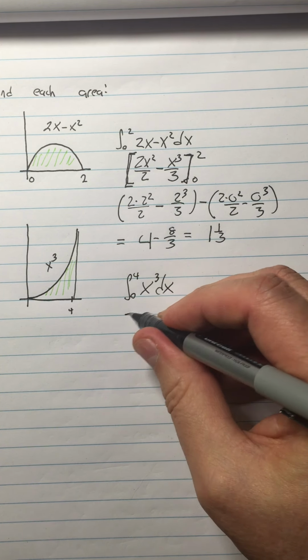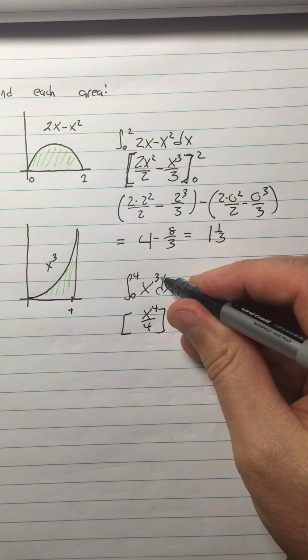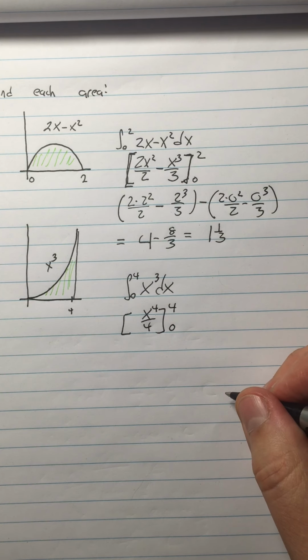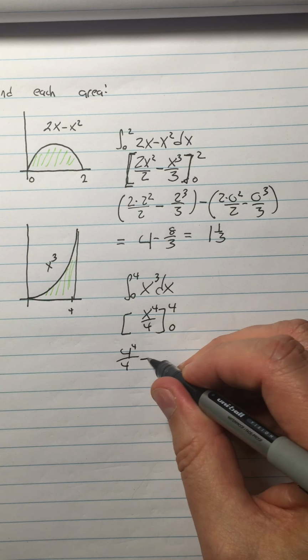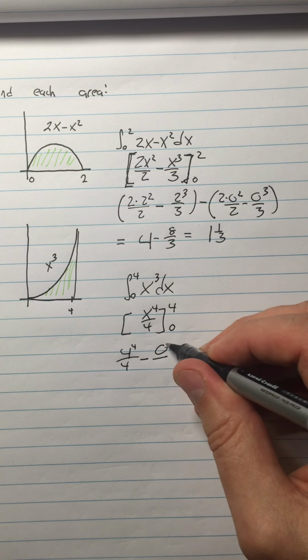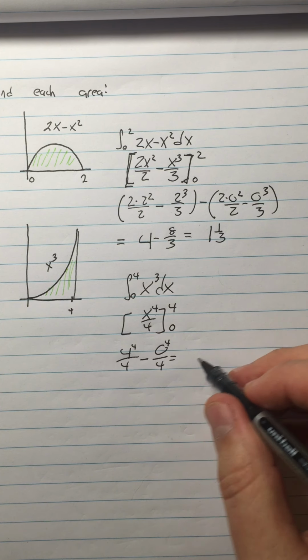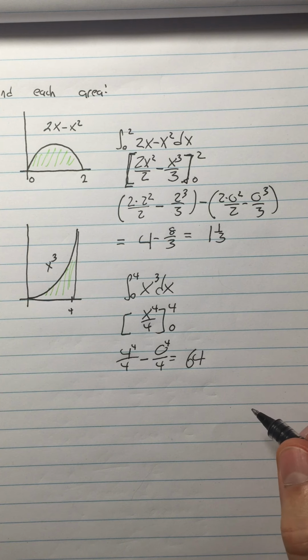Then we're going to say our antiderivative is x to the fourth over 4. Raise the exponent 1, divide by the new exponent. I put the limits over here on the right. Plug in the top limit, 4 to the 4th over 4. Plug in the bottom limit, 0 to the 4th over 4. One of the 4's cancels, so I have 4 cubed, which is 64. 0 minus 0, so it's 64. That is how we do it.